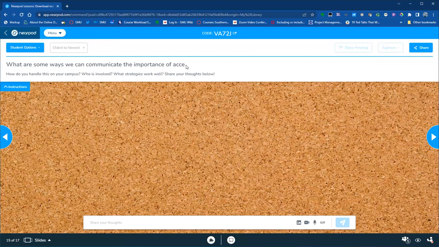And, oh, it cut me off. But what are some ways that you convey the importance of image accessibility? And how do you handle this where you are and on your campus? Who's involved? What strategies are working well? Again, you've got the chat, or you've got the scorecard here on Nearpod, whichever one is easier or is your preference. But how do you talk about image accessibility, or how do you think about image accessibility in your own work?